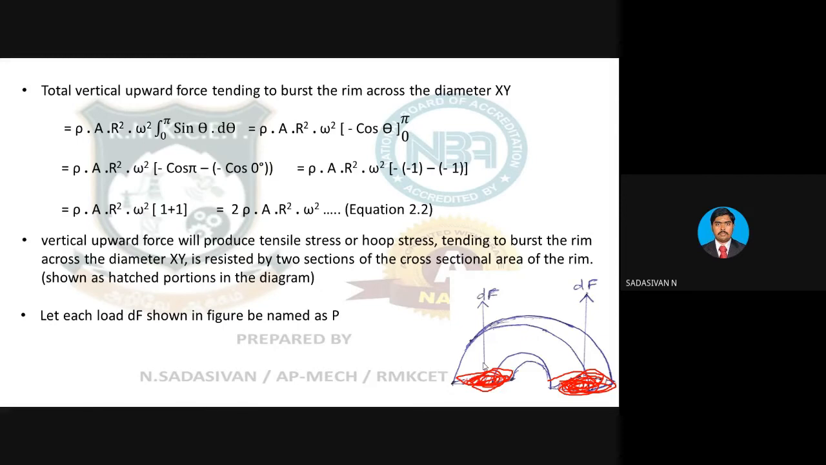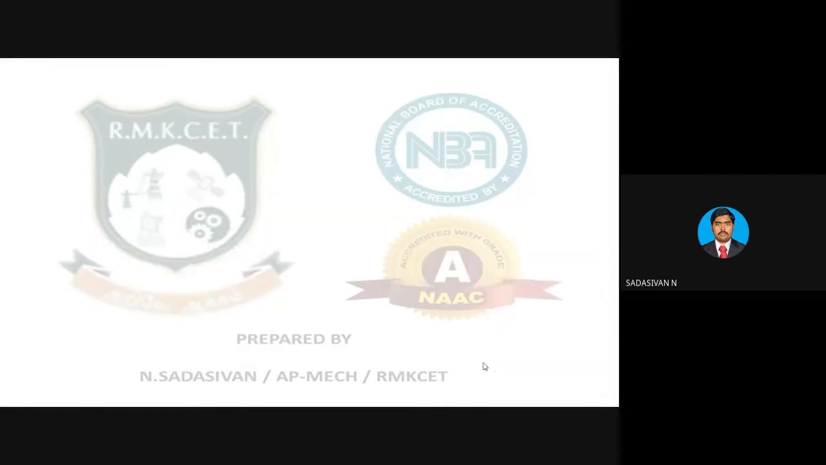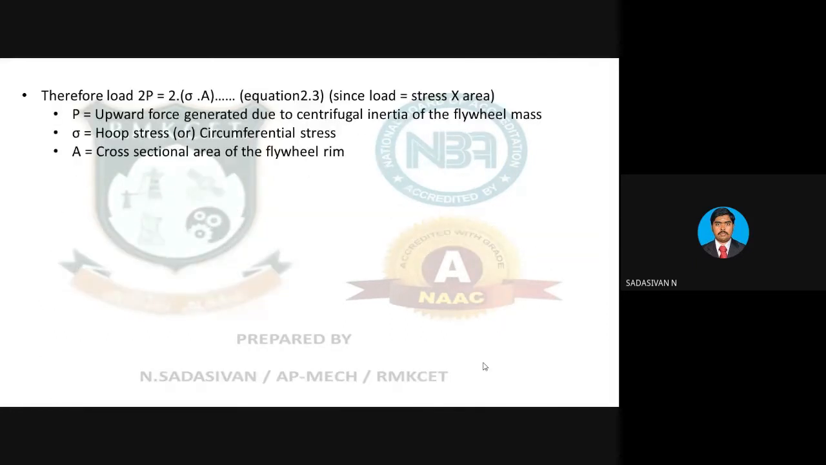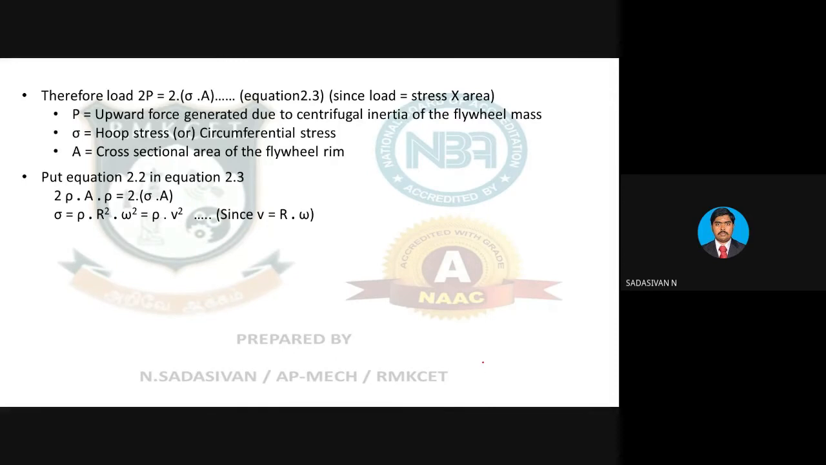Let us call each force P. Then you will get two P forces, one on the left and one on the right for each cross section. So load equals 2 times hoop stress into area, 2 sigma A, equal to the equation you have already derived. If you solve this expression, you will get the hoop stress sigma equal to rho r square omega square, that is equal to rho v square. So this is the final formula you have to remember.